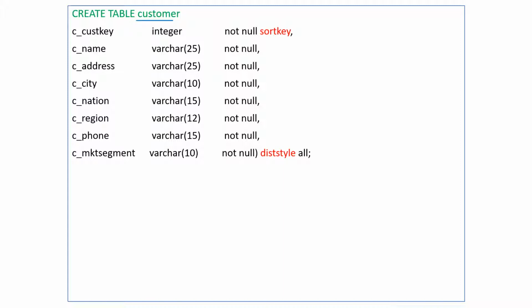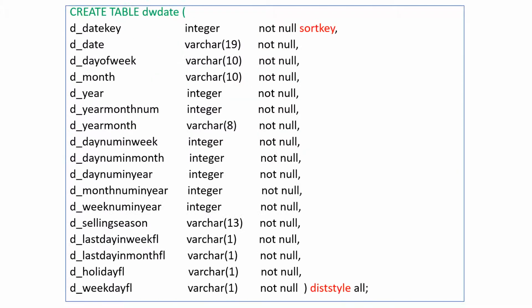For the customer table, I chose distribution style to be all. For DW date, I chose distribution style to be all and also made D date key to be sort key.